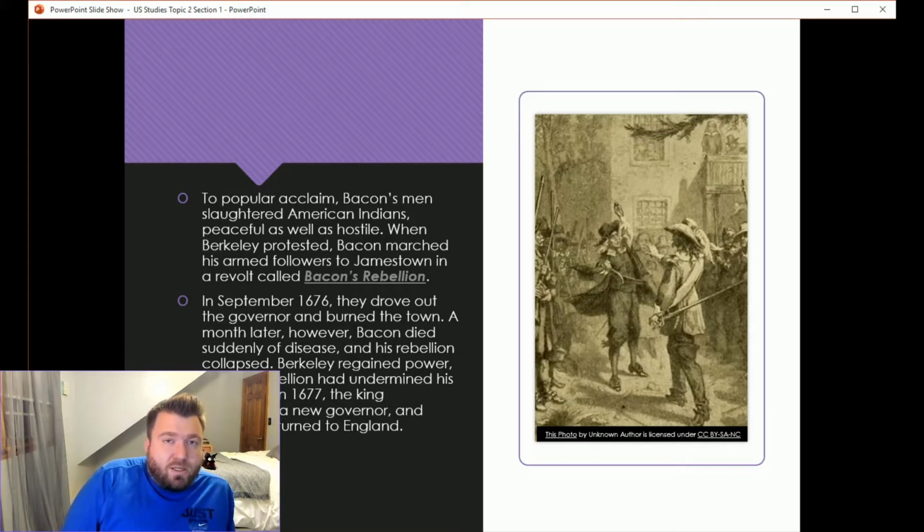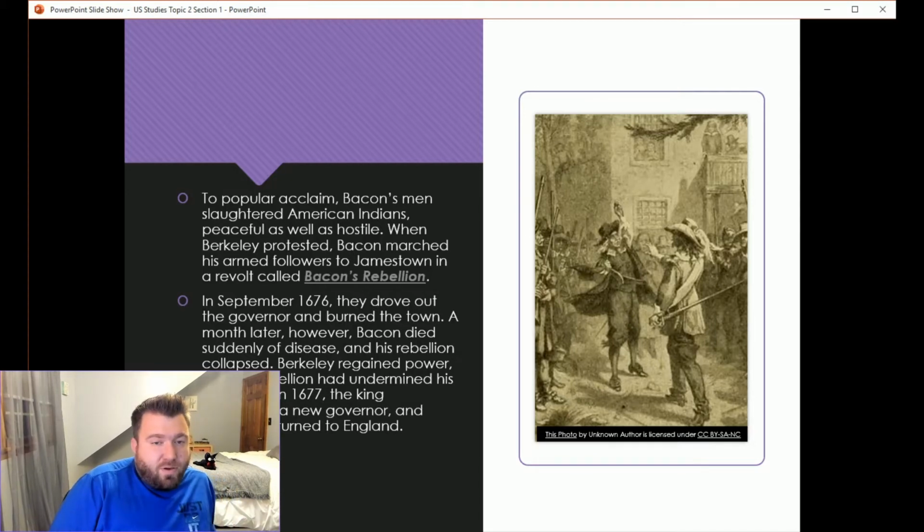While Berkeley was not a great guy, he was not in favor of just going to war with the natives and trying to kill them all. Well, that's what Nathaniel Bacon and his followers wanted to do, and they did. And then, whenever Berkeley came out against them, Bacon decides to go invade Berkeley. So he and his men, they go to Jamestown and run the governor out of town.